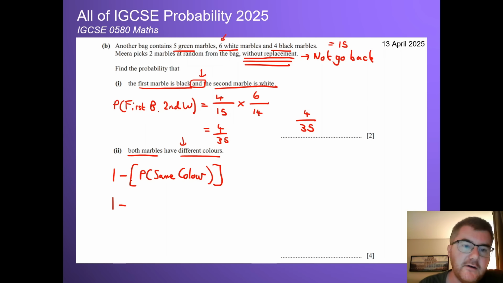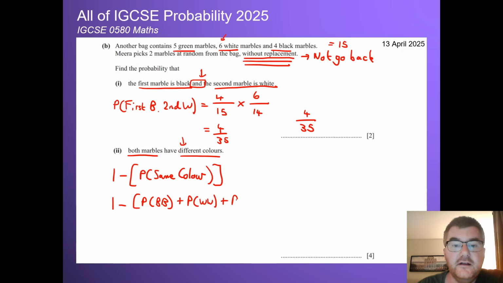Because what I can do now is do 1 minus the probability of black, black, plus the probability of white, white, and the probability of green, green. Don't forget green, green. And this is much easier to work out than actually working out blue, green, blue, white, white, green, and so on.